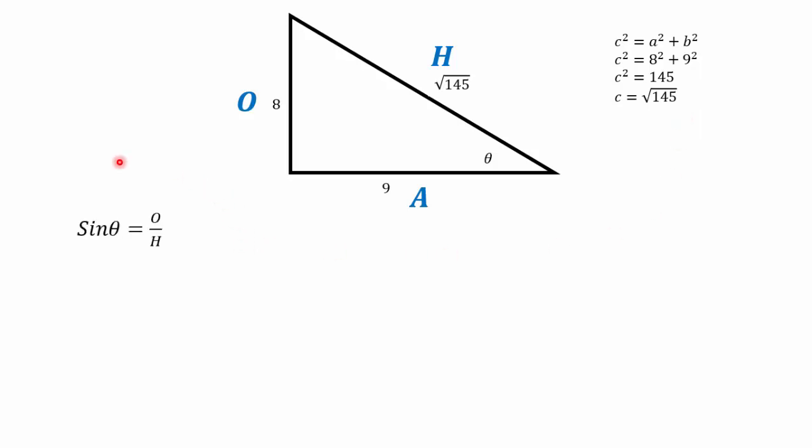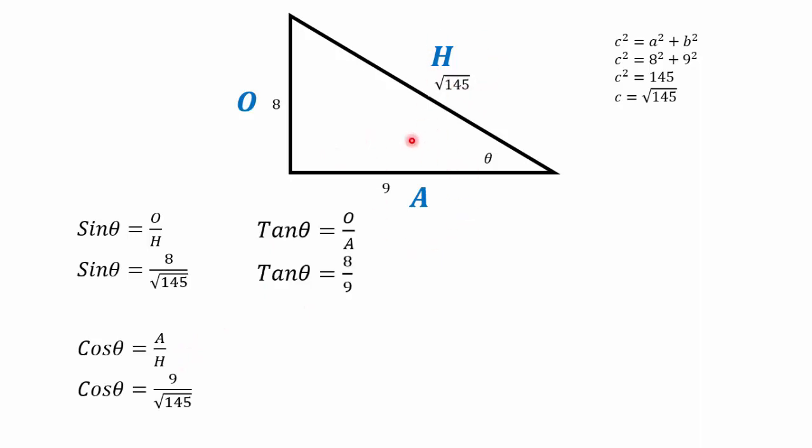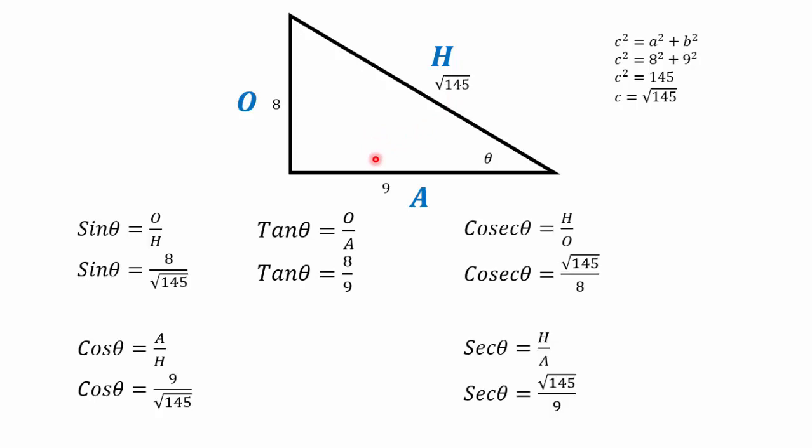Okay. So sine is O over H, simply 8 being O, root 145 being H. Cos is A over H, 9 over root 145. And similarly, all the other functions follow just like previously.